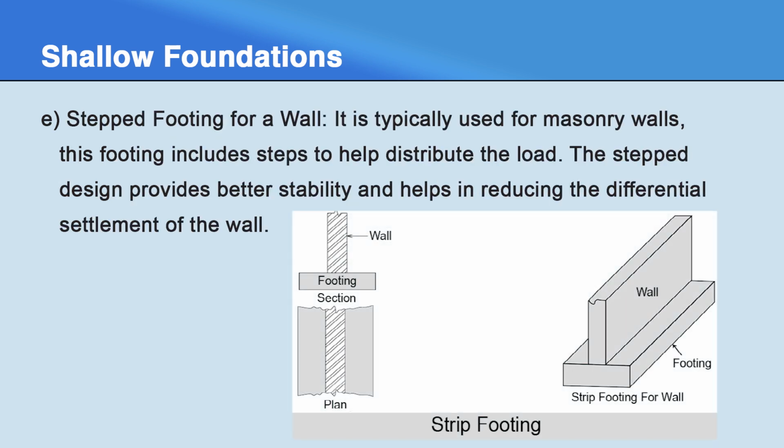Then the next is stepped footing for a wall. It is typically used for masonry walls. This footing includes steps to help distribute the load. The step design provides better stability and helps in reducing the differential settlement of the wall.